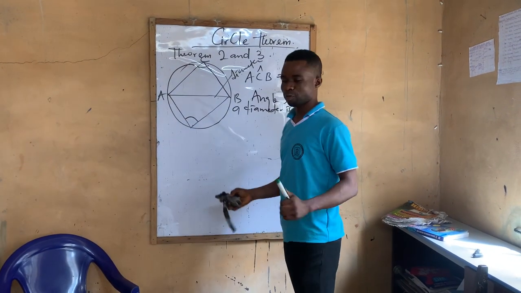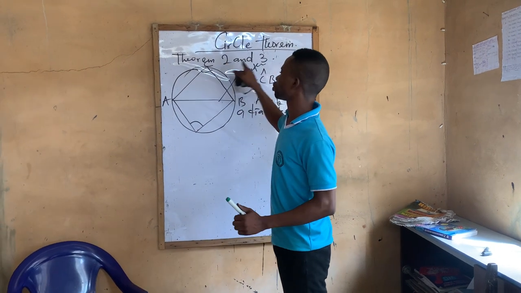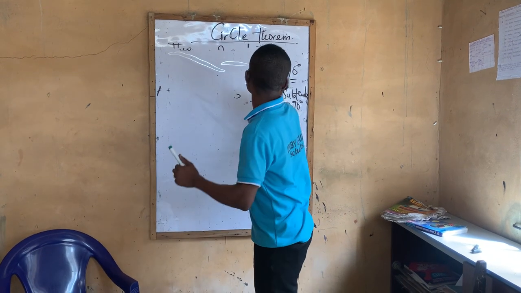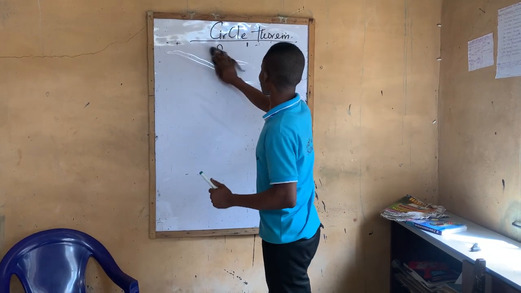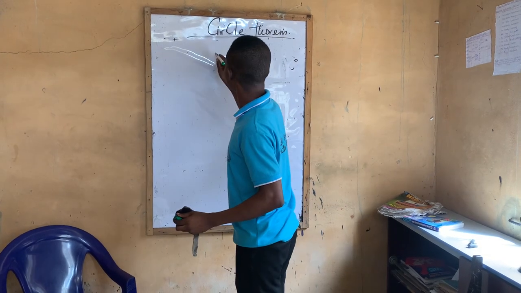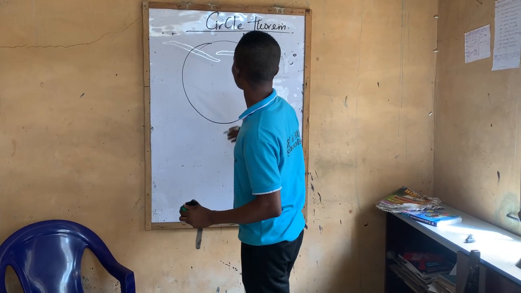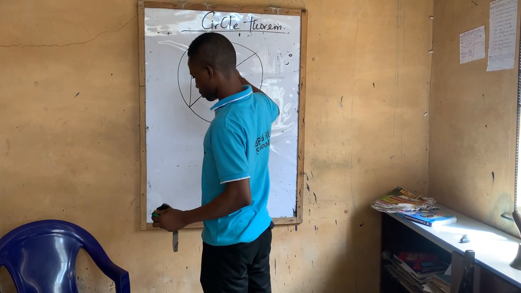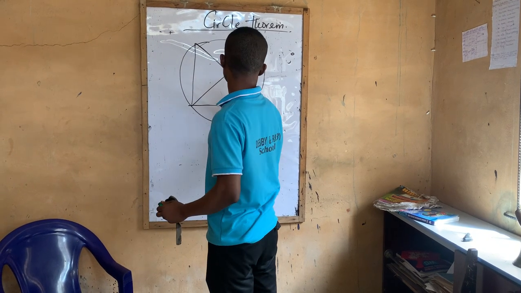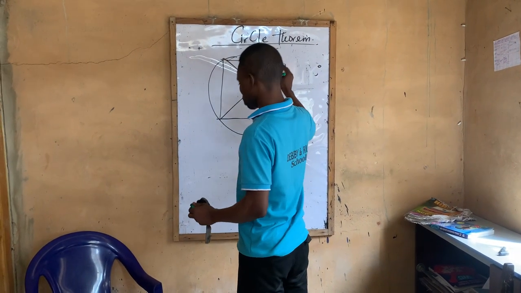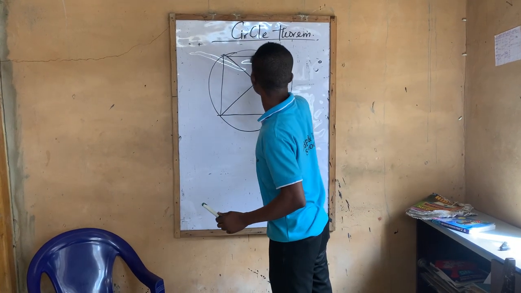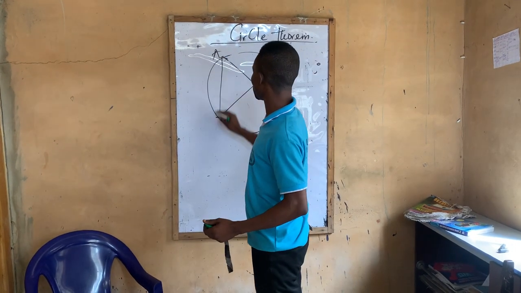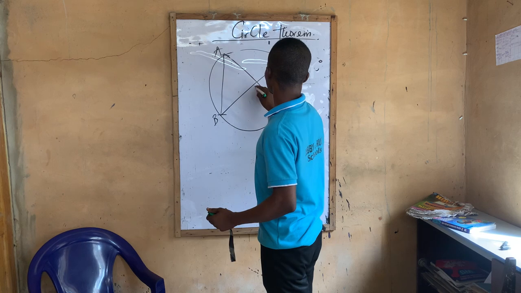Now theorem 3. Before we solve questions, we are going to use theorem 2 and 3 together to solve some questions under circle theorem. Theorem 3 says when you have a circle, when you have something like this, let's label it A, B, C, D, circle O.